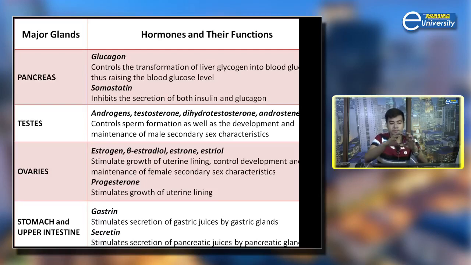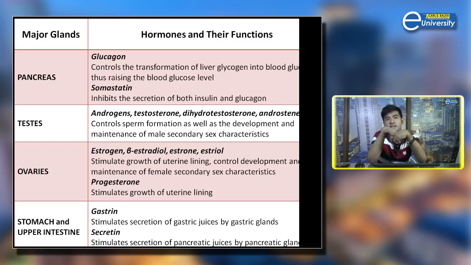So the glucagon controls the transformation of liver glycogen into blood glucose, thus raising blood glucose level. And next is the somatostatin. It inhibits secretion of both insulin and glucagon.